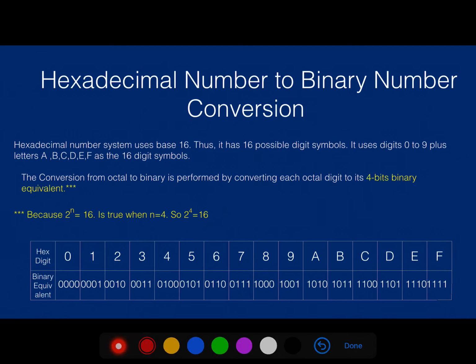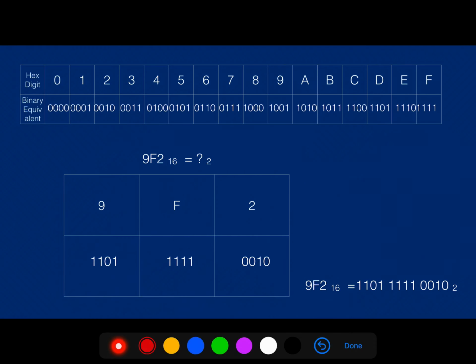So let's talk about hexadecimal to binary conversion. For your reference, this is the table, and using this table we can easily do it. Now we have an example like 9F2 base 16. What is this 9F2? We know that F is actually 15. So what we need to do is write the 4-bit binary equivalent for 9, the 4-bit binary equivalent for F, that is 15, and the 4-bit binary equivalent for 2.